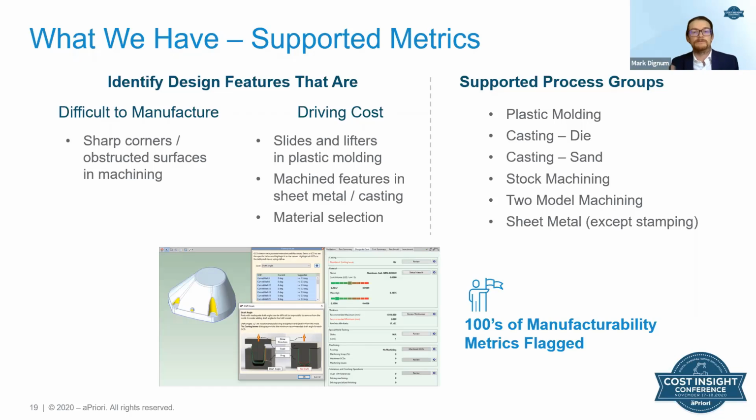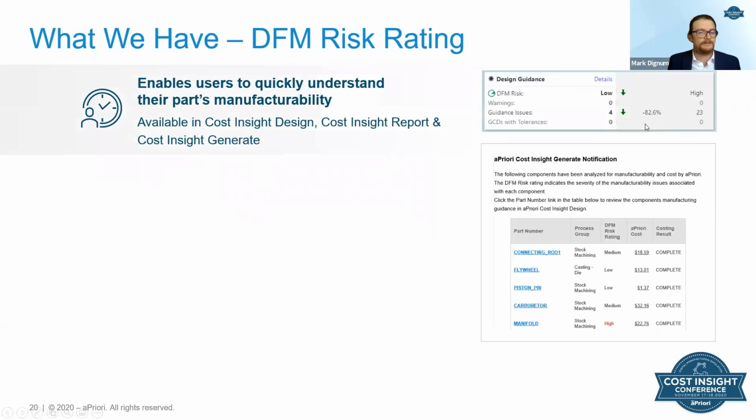The other class of issues that we flag are geometry that's driving cost. So something that the engineer has control over and isn't necessarily hard to make, but it's just going to be costly to make. Things like slides and lifters in plastic molding, sheet metal castings that have machined features because of some geometry properties or some tolerances that have been applied. And all told, across those different process groups that we support and those different issue types, we flag over 100 manufacturability metrics that are available in the areas that I'm going to talk about next.